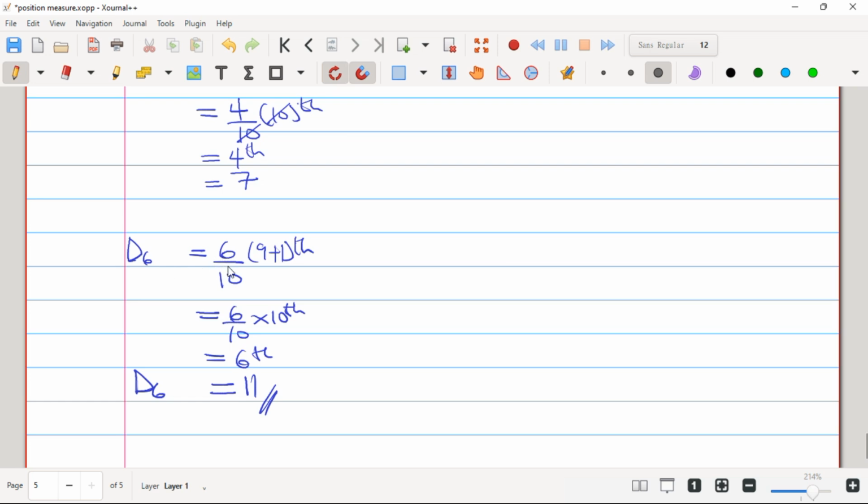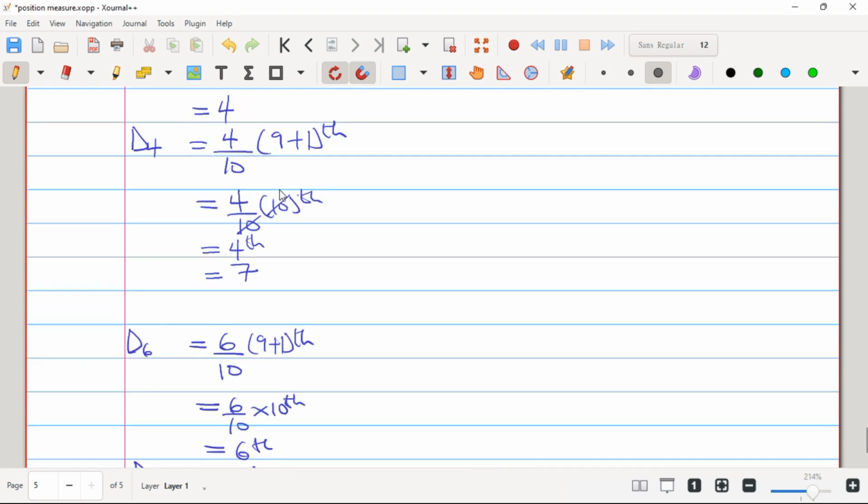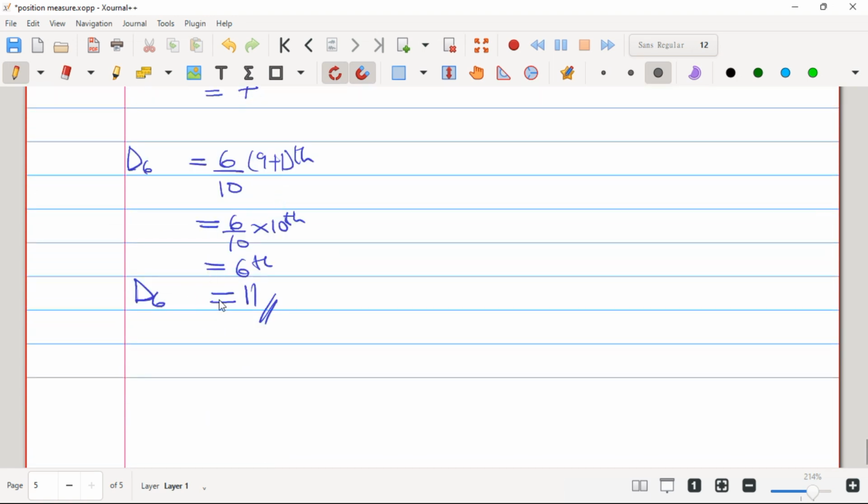And the last one is D6. So you are going to have 6 divided by 10 times 9 plus 1 position. So here you are going to have 6 divided by 10 times 10. We are going to get 6th position. So for the 6th position, you will count 1, 2, 3, 4, 5, 6. Right? So this thing is 11. And we are having our D6 to be 11.